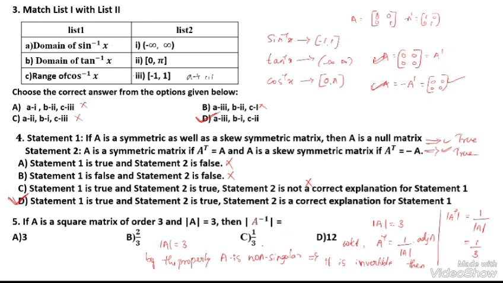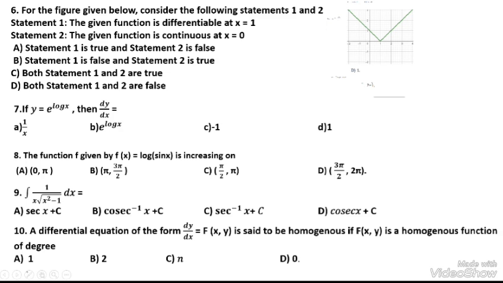Here the option number C is correct. Okay. Now let's move on to the next question. For the figure given below, statement 1: The given function is differentiable at x is equals to 1. And statement 2: The given function is continuous at x is equals to 0.